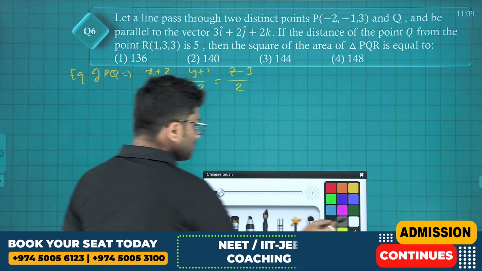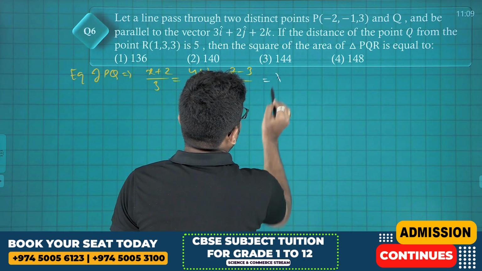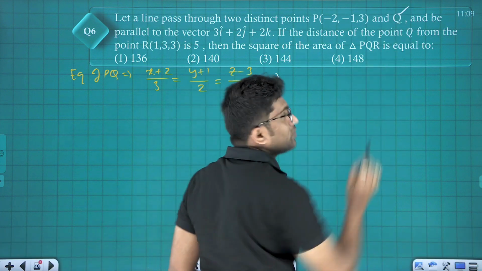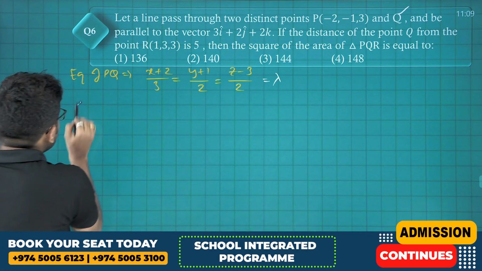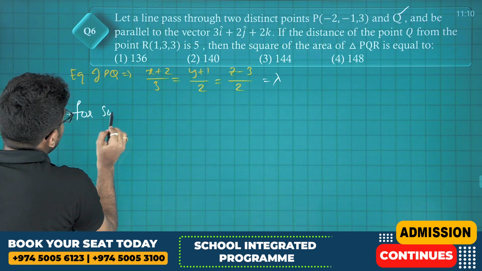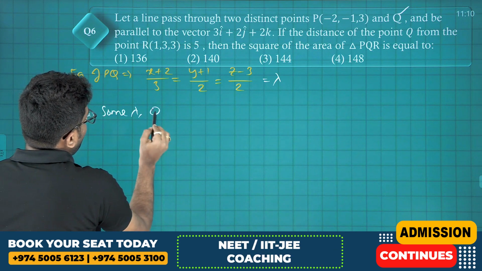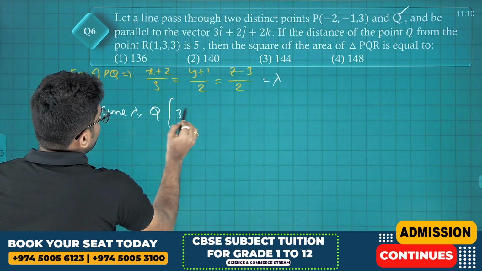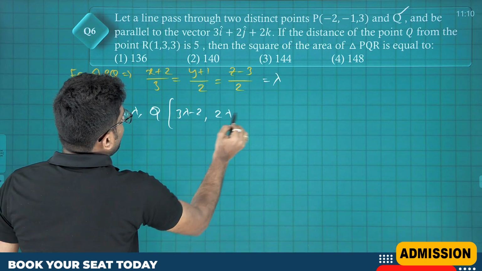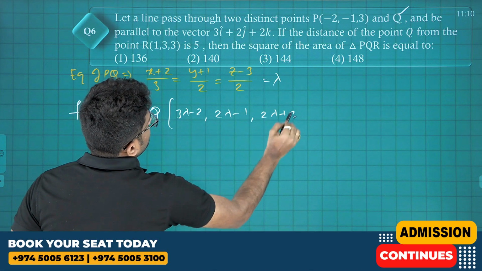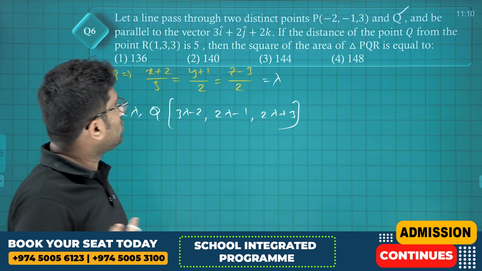Okay, let's equate it to some lambda. Why? Because to get Q lies on this line. So for some lambda, the coordinates of Q will be 3 lambda minus 2, 2 lambda minus 1, 2 lambda plus 3. Yes, we have got Q now.